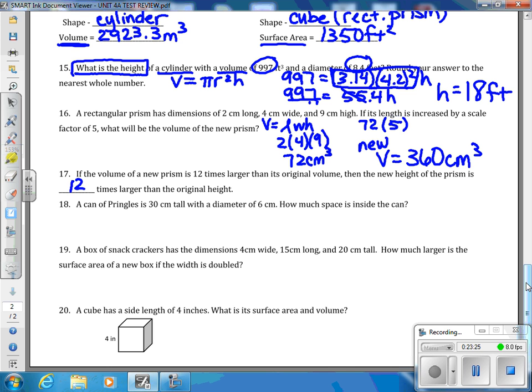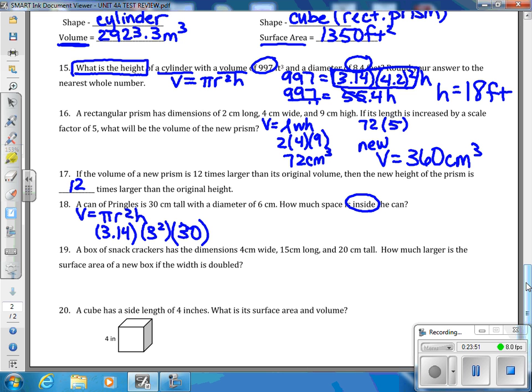Number 18, a can of Pringles is 30 centimeters tall with a diameter of 6 centimeters. How much space is inside the can? Okay, the key word being inside the can. Okay, and Pringles cans are cylinders, right? So we are dealing with volume of a cylinder, which is pi r squared h. Okay, we know pi is 3.14. They did not give us a radius. They said that it had a diameter of 6, so that means our radius is going to be 3 squared, and the height of the can is 30.